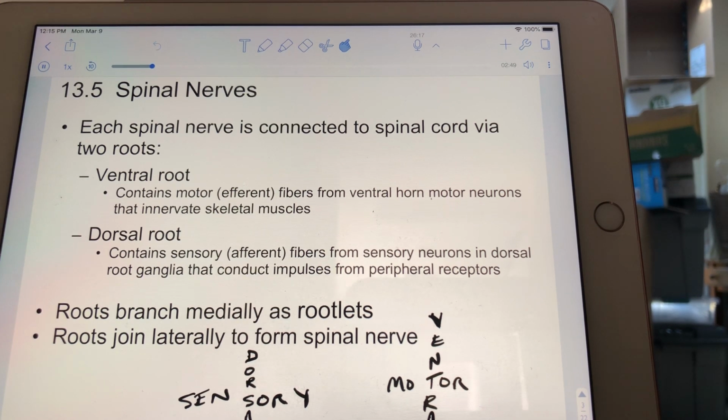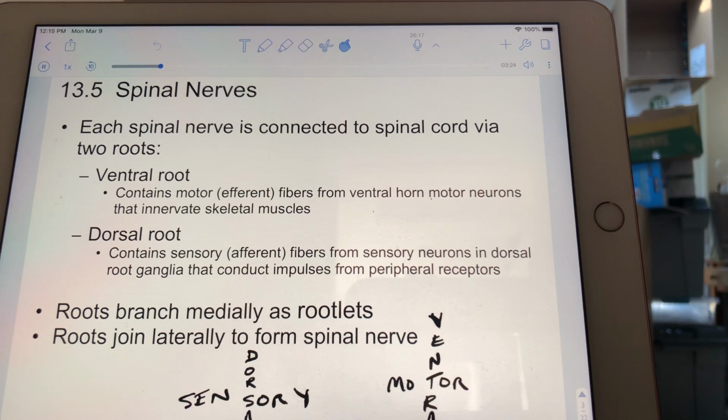Roots, depending on whether we're talking about dorsum or ventrum, they flay out into rootlets as the neurons are entering the spinal cord, whereas on the ventrum, the root begins as rootlets, and those rootlets converge into the ventral root.